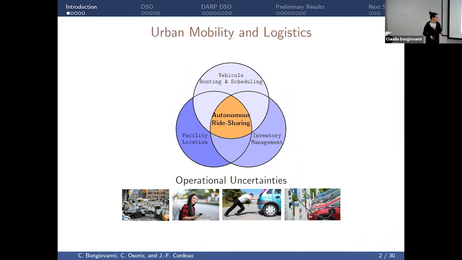So we may have traffic congestion, which delays the operations. We may not know from the start where the demand is located. The vehicles may break down during the operations or even before the operations. And in the case of autonomous ride sharing, we are using electric vehicles. So these vehicles need to recharge, and recharging stations may not always be available. All of these uncertainties affect autonomous ride sharing operations.